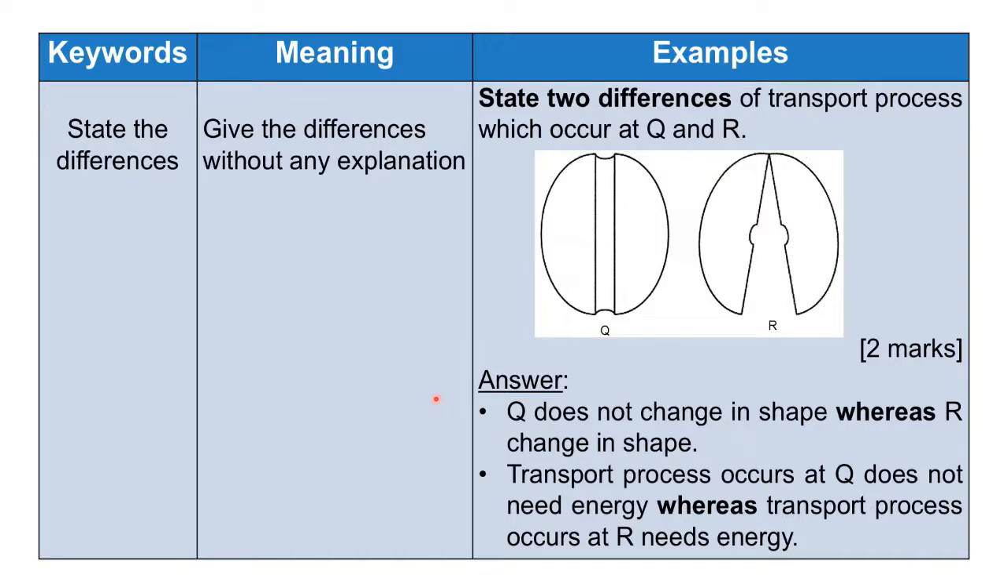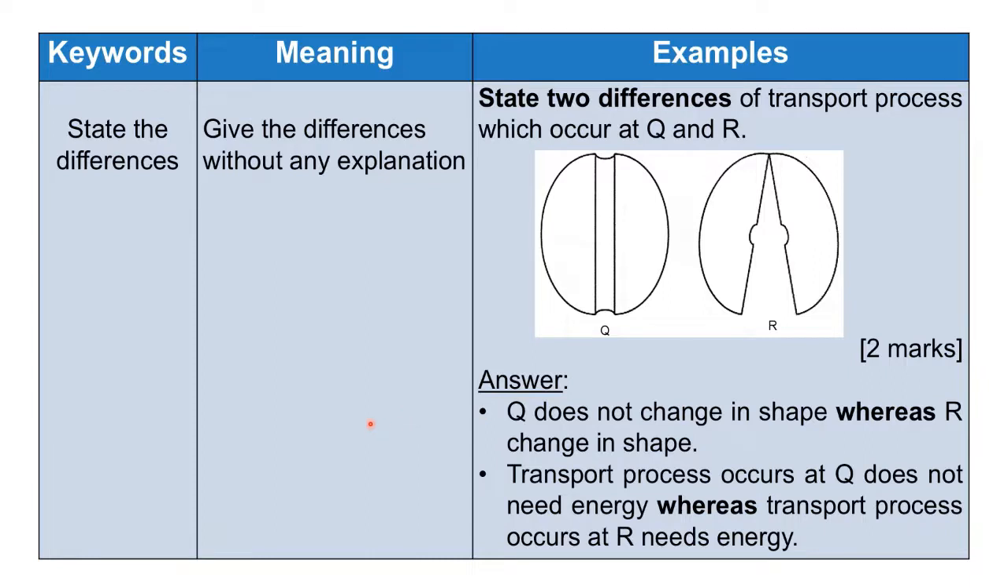We look at the sample answer. Number 1, Q does not change in shape, whereas R changes in shape. 1 mark. Answer number 2, transport process occurs at Q does not need energy, whereas transport process occurs at R needs energy. 1 mark.